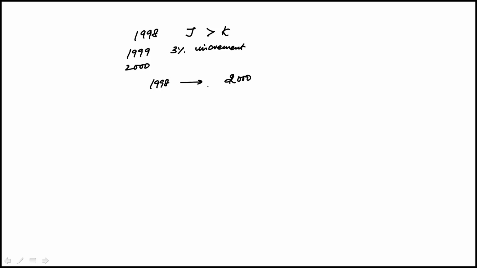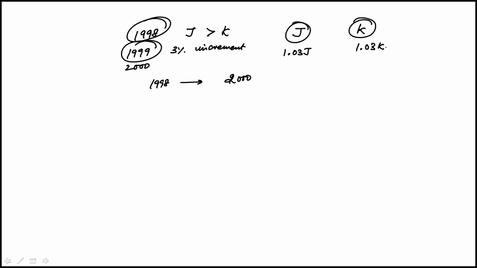So this is a 2-year period. So I'll start by using the quantities J and K to represent their salaries in 1998. So once you have the 3% increment in 1999, Gene's salary would be 1.03J. Here would be 1.03K. And then here we'll get another multiplier of 1.03 because it's a 3% increment. And here also we'll get the same.